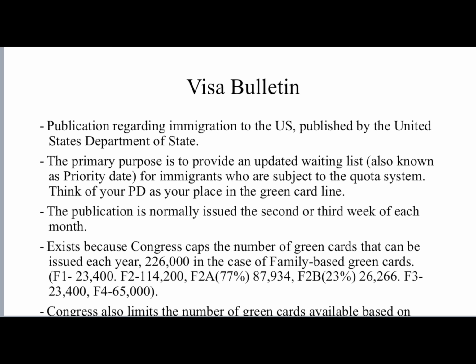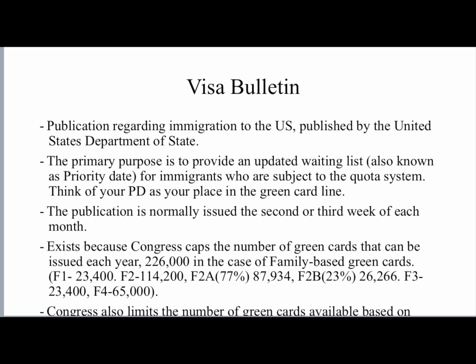And just to go over a point that I already made, the bulletin exists because Congress caps the number of green cards that can be issued each year. So 226,000 in the case of the family-based green cards. So this is where it's very important as well to know what subcategory you fall into, because for F1, out of the 226,000 visas, 23,400 is allocated to that category.